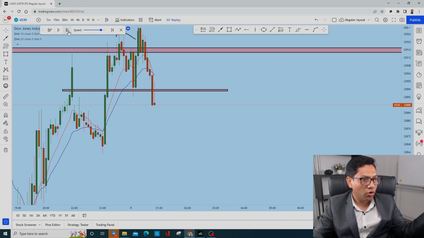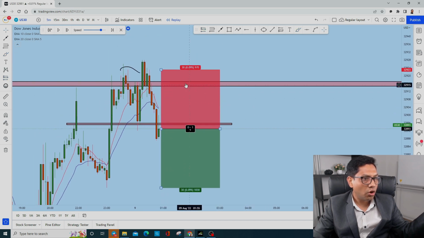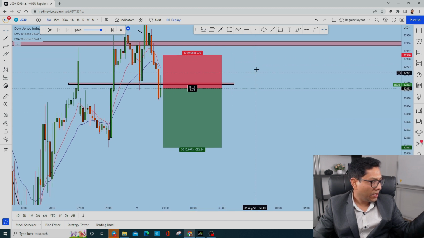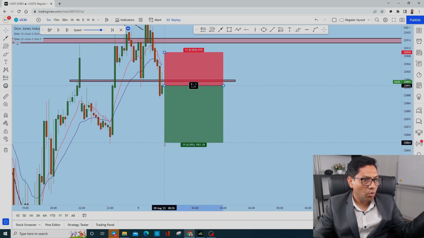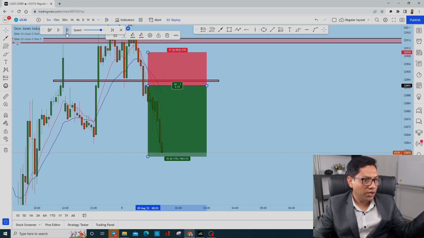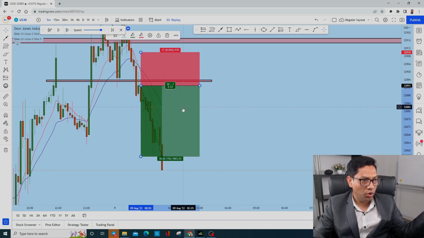If we draw this, we see a rejection from this neckline. This previous support here is tested as resistance, and we can say that, okay, now we can consider shorting from here, keeping the stop loss above the neckline. Probably we can keep it above this zone, and then we can target at least a 1 to 2 risk to reward ratio. That should be a winning trade, and that was a winning trade.